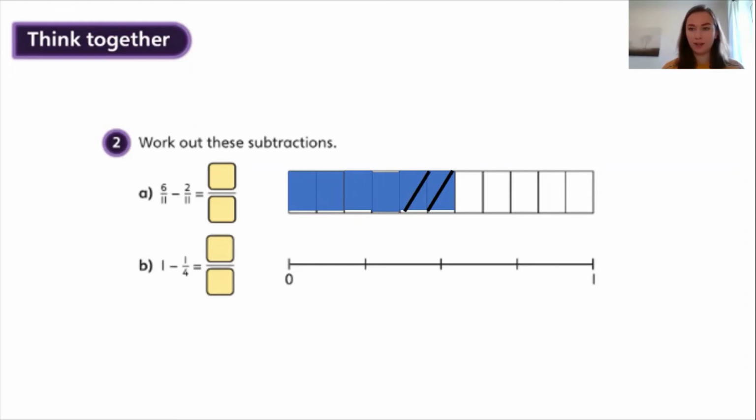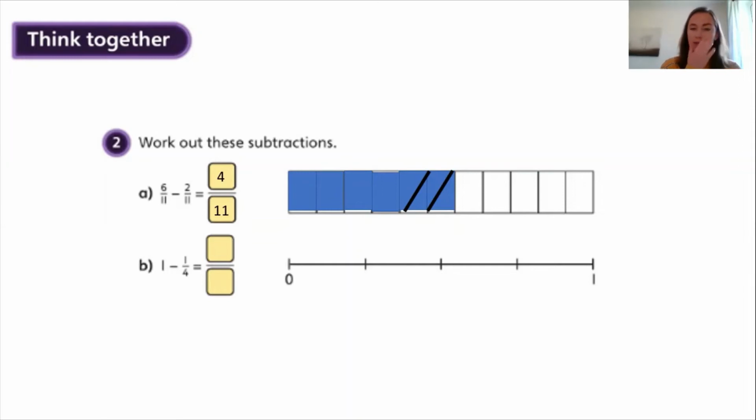We're subtracting. The denominator, the number at the bottom, stays the same. So I know I'm going to have elevenths as my answer. So a number of elevenths. I can count using that bar to see that I have got 4 elevenths left. So the answer to 6 elevenths take away 2 elevenths is 4 elevenths.